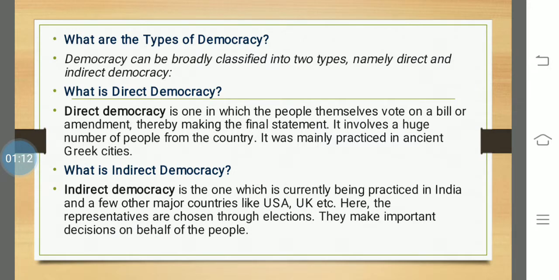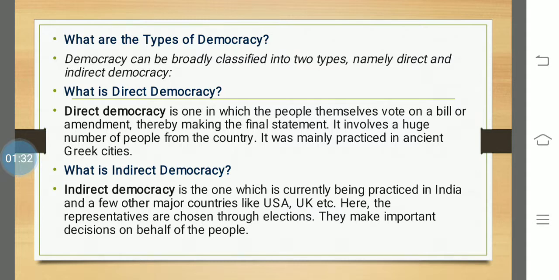It is one in which the people themselves vote on a bill or amendment, thereby making the final statement. It involves a huge number of people from the country. It was mainly practiced in ancient Greek cities. Now, what do you understand by direct democracy? Democracy is what? Democracy is people's rule.